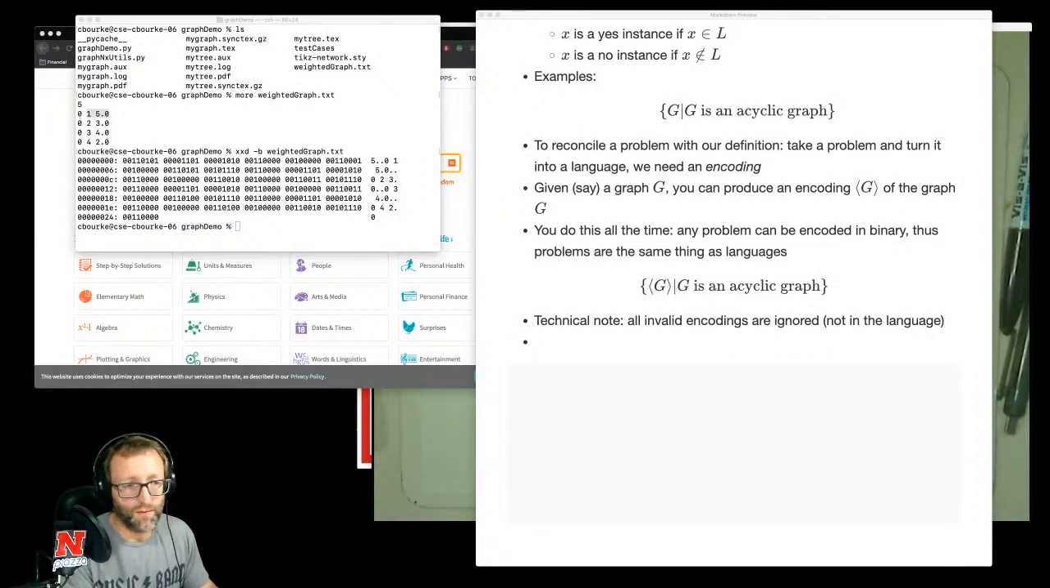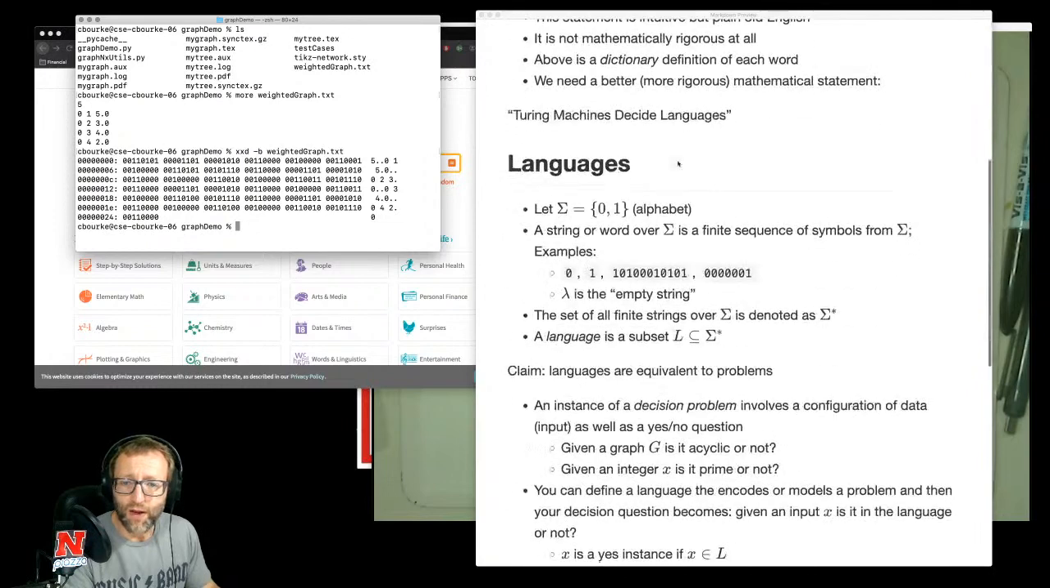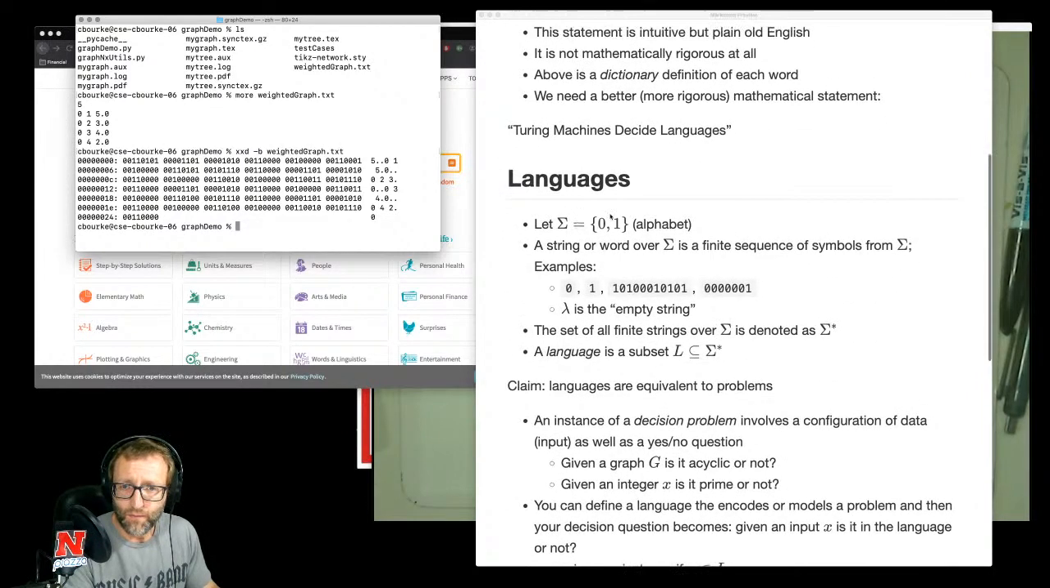So hopefully I've convinced you of that. If not, again, all you have to do is look at a computer. Every problem that you've ever solved on a computer is, at the end of the day, a bunch of binary running across a bunch of wires, right? So anything can be encoded as a binary string.